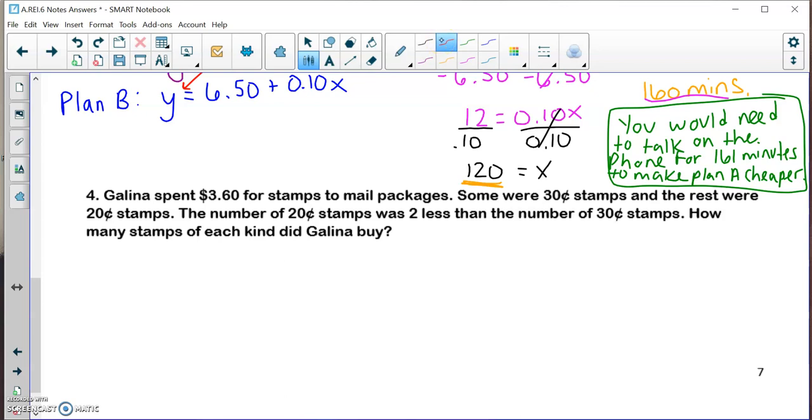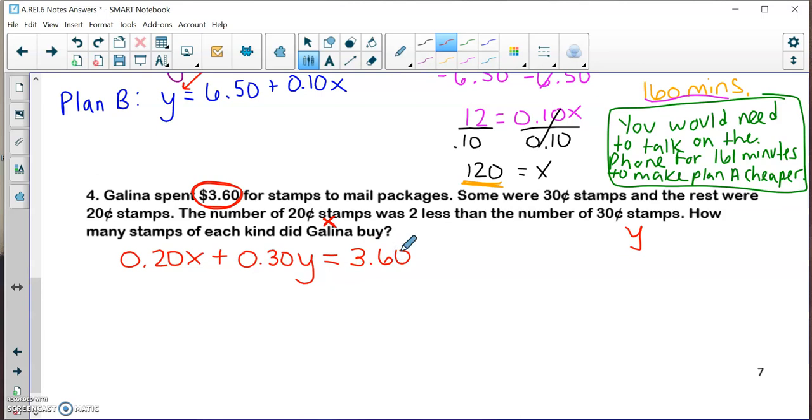So let's represent X to represent the number of 20-cent stamps and Y to represent the number of 30-cent stamps. Well, the total cost of the stamps to mail the packages was $3.60. The value of a 20-cent stamp is 0.20. So if I do 0.20 times the number of 20-cent stamps plus the value of 30-cent stamps, which is 0.30 times the number of 30-cent stamps that we used, the total cost should have been $3.60.